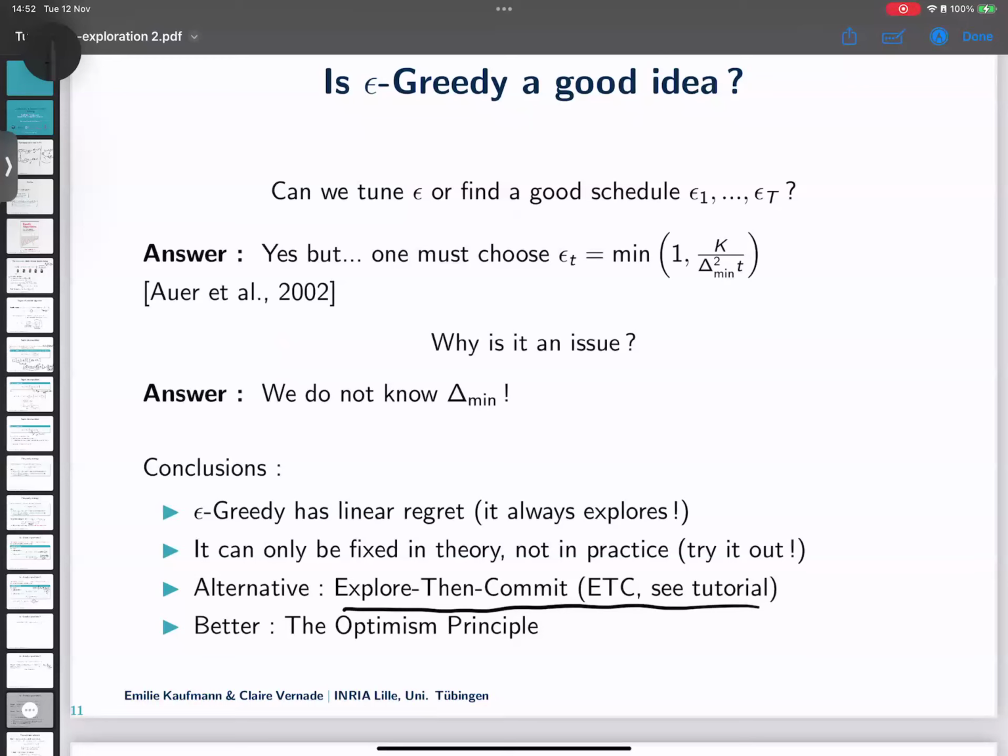So all this exploration that we sprinkle in epsilon greedy, we do it at the beginning, and then we exploit. For this algorithm, we can also prove regret bounds, and there are a few hints in the assignment on how to do this. But in general, even for explore then commit, there is not a good way of tuning this exploration in a way that does not depend on the problem-dependent constant. So we need something better. And this something better is going to be the optimism principle. Any questions so far? All right.